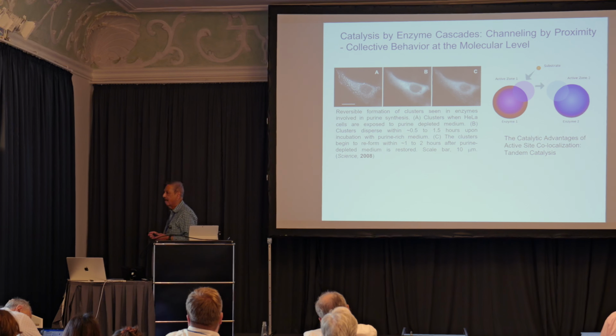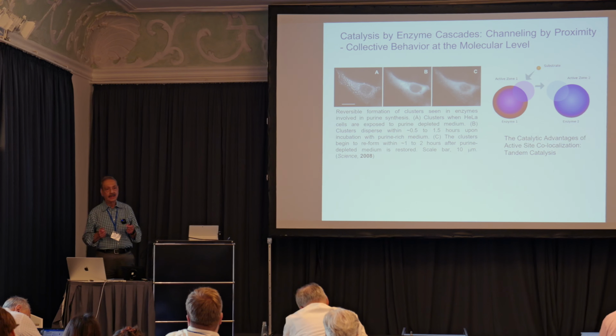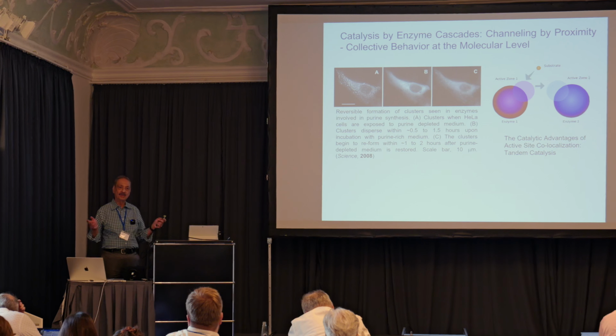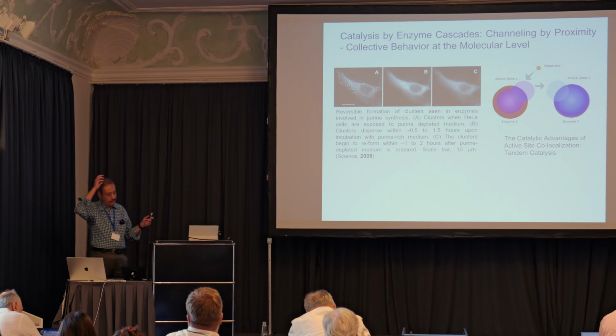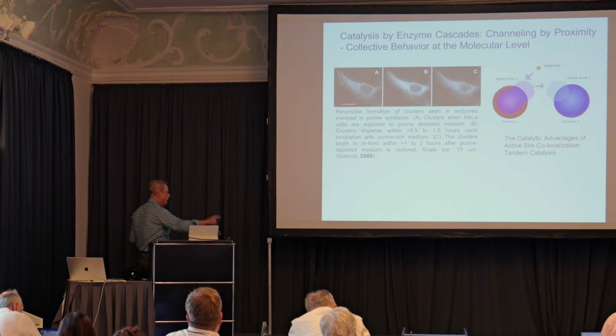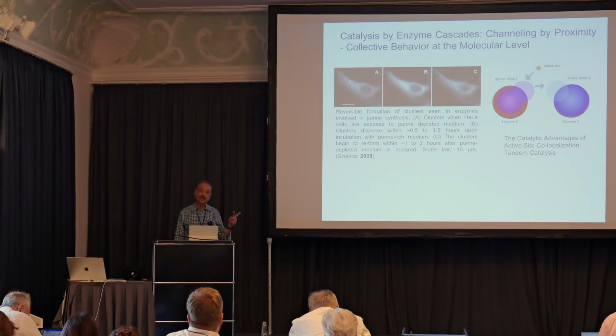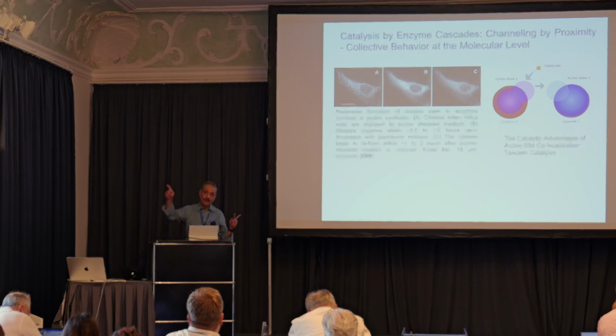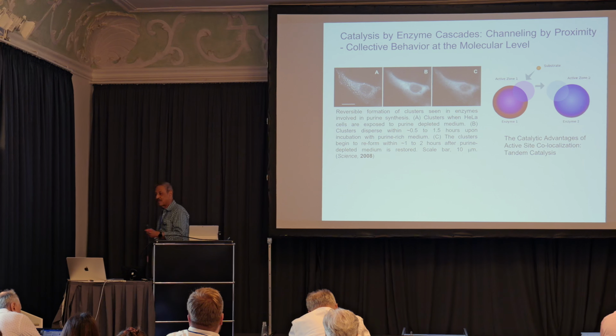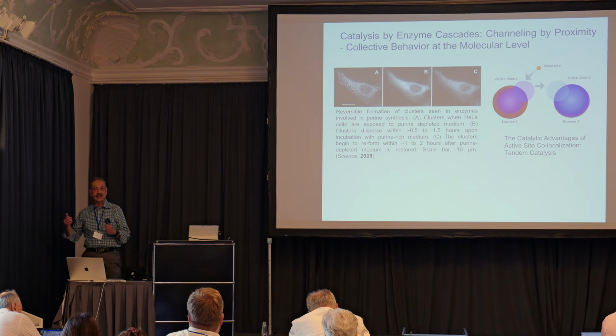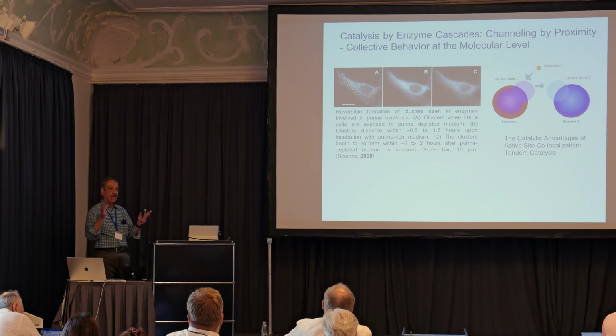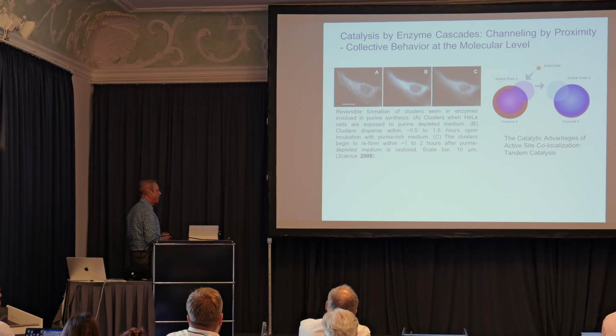And our hypothesis is that it's all chemotaxis. So the first enzyme makes a product which is substrate for the second. So the second enzyme then moves towards the first because that's where its food is. And then it makes a product which is the food for the third enzyme. So the third moves toward the second. And in this way, all of them come together.